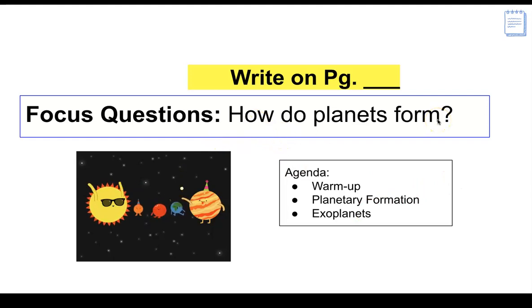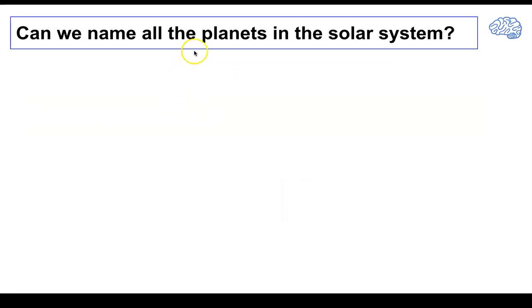We're going to be talking about a certain type of planet called an exoplanet in this unit. But to start out, we want to really understand, how do planets form? So I'm going to have you write this on your next blank page on the right-hand side. How do planets form? And I want to know, can we name all of the planets in our solar system? So take a moment, see if you can. You can jot them down in your notebook.